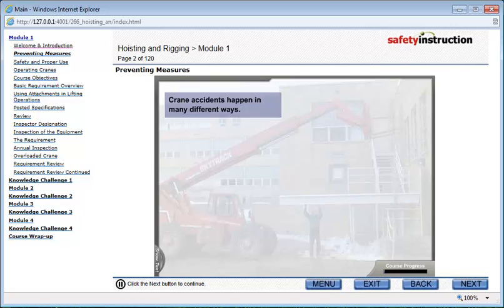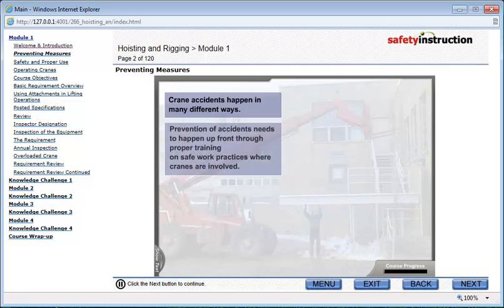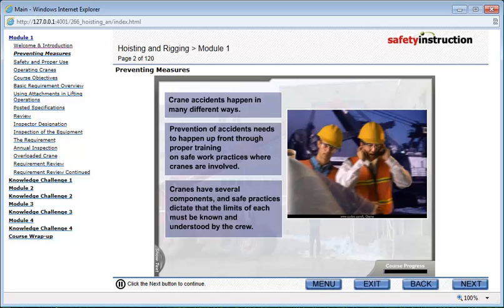Crane accidents happen in many different ways. Prevention of accidents needs to happen upfront through proper training on safe work practices where cranes are involved. Cranes have several components, and safe practices dictate that the limits of each must be known and understood by the crew.